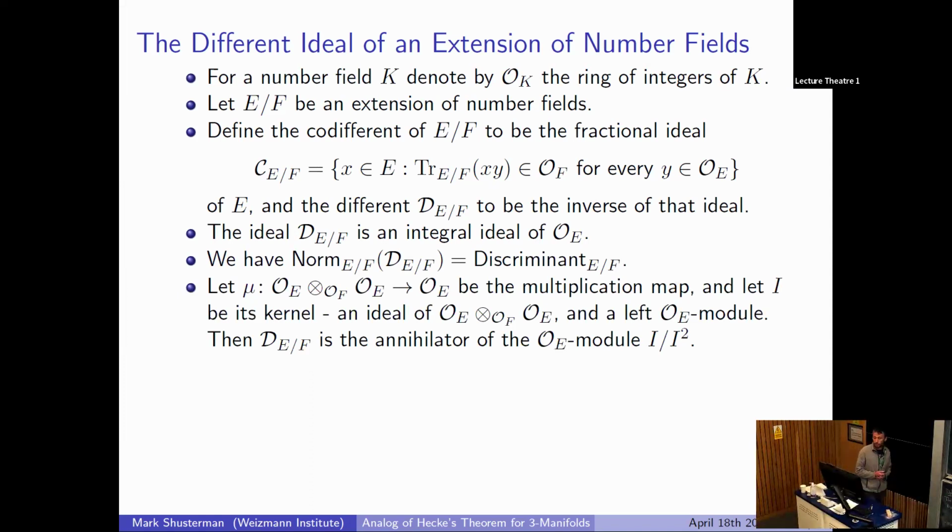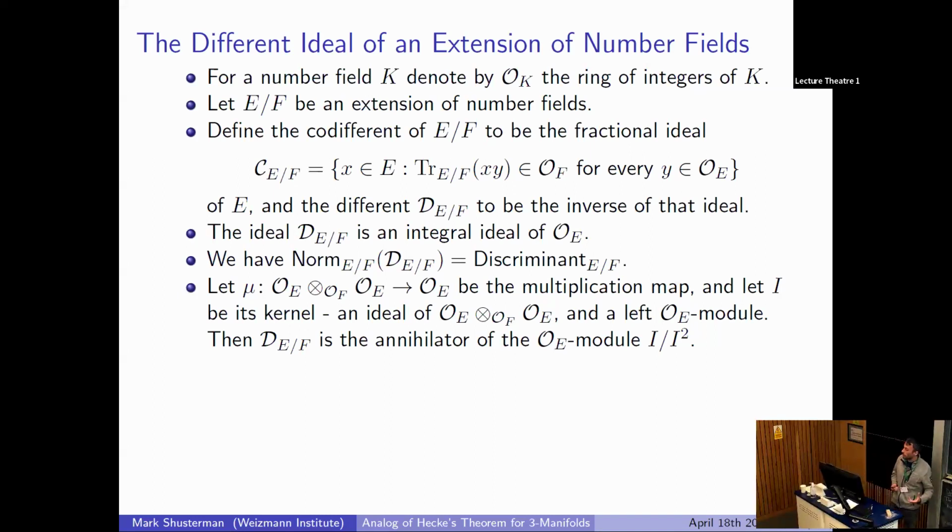Another way to define the different is in terms of... You're thinking of the discriminant as an ideal of OF, or it's just a number? Yeah, for me, the discriminant is going to be an integral ideal. So you're right that for a lot of what we're going to discuss here, you can just take F to be Q, and then the discriminant ideal is going to be principal. If you're more comfortable with F equals Q, you're not going to lose anything.